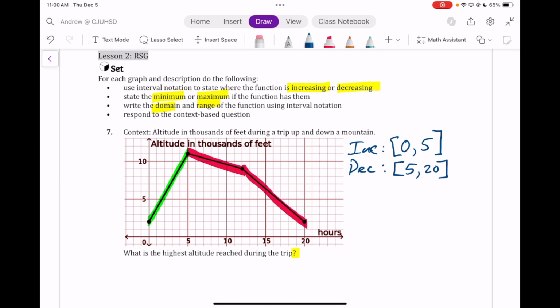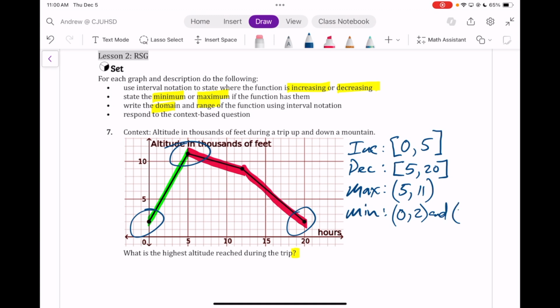Okay, next, let's describe where the maximum is. The maximum is this point up here at the top. That's 5, 11. Where's the minimum? There's 2 points that are the minimum, down here and down here. So that would be the points 0, 2, and 20, 2.